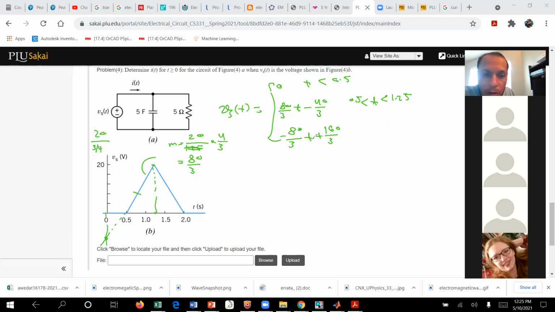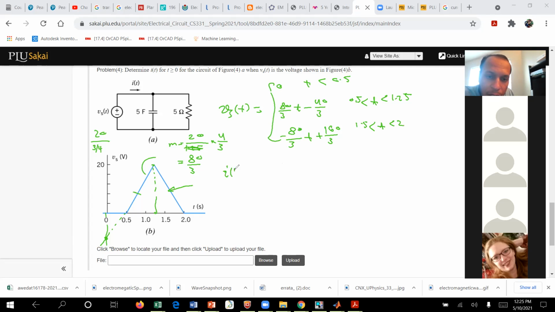And this one, the second slope or the second line, this one here, that is also what I got. Okay, so you're totally right. And then let's solve for what you said before.